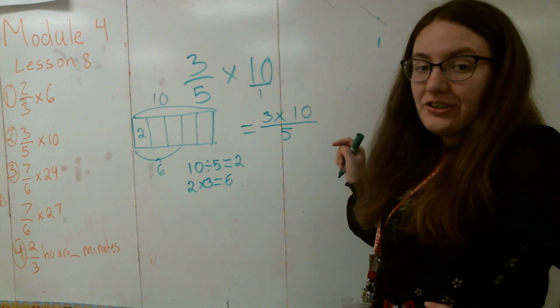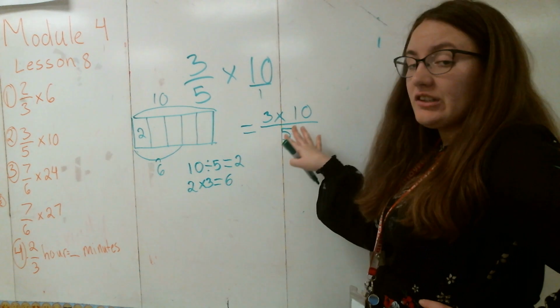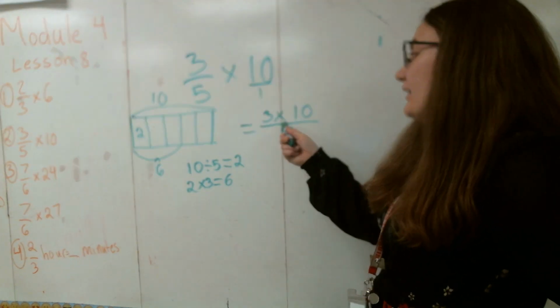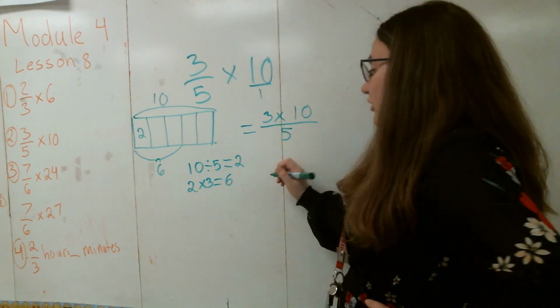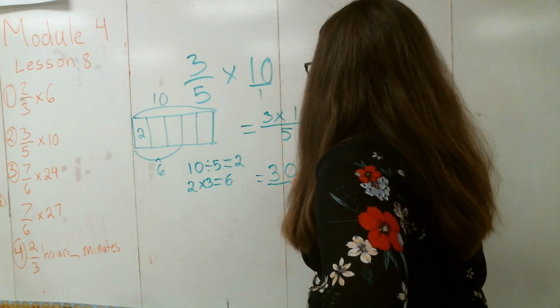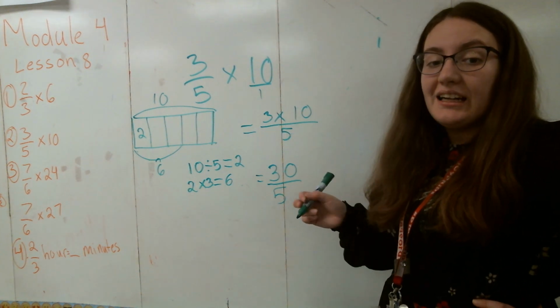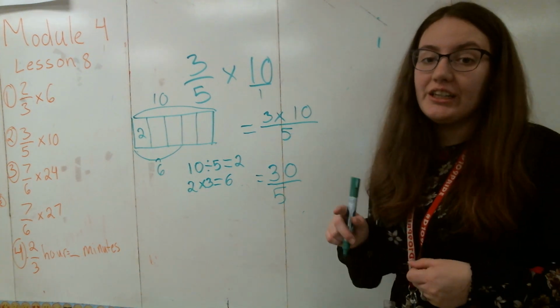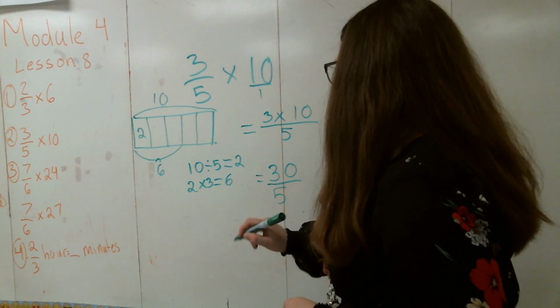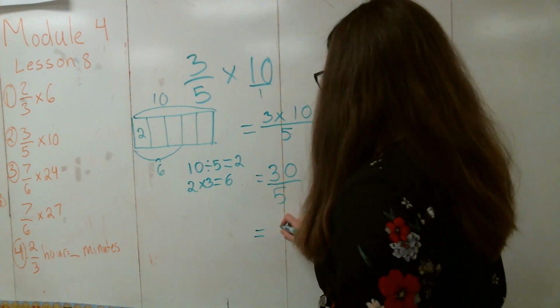And what I'm going to do now is solve from here using what I have. So I have 3 times 10, which I know is 30. So I have 30 right here over 5. That 5 doesn't change. And now if you're really good with those facts, you can easily divide this. So I have 30 divided by 5, which gives me 6.